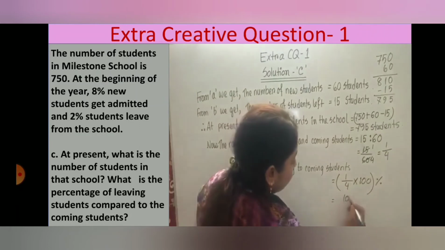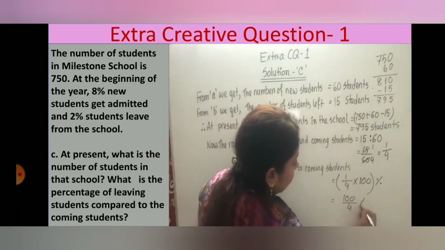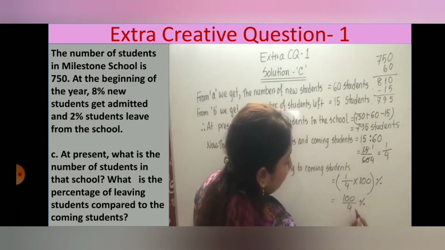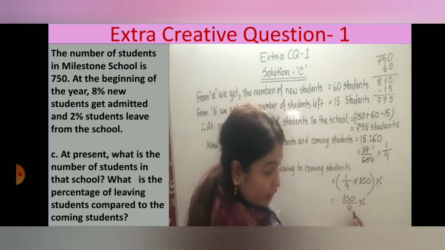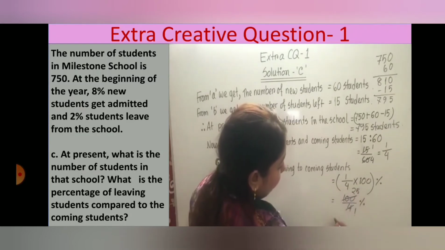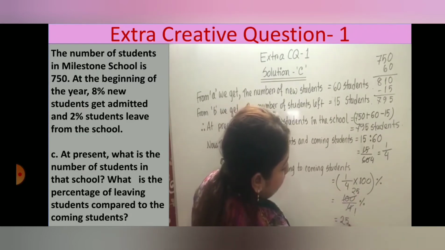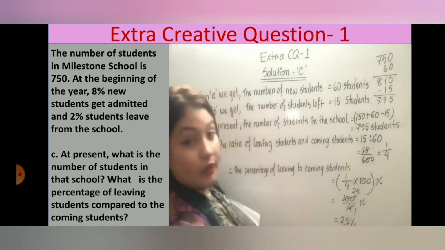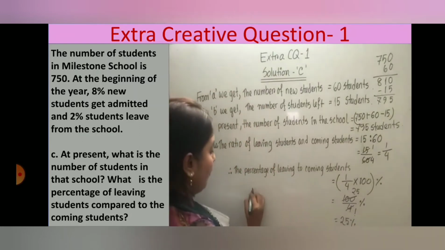So here it comes 100/4%. If we transform it into lowest form, that is 4 ones are 4, and for how many times? Yes, for 25 times is 100. So the result is 25%. So from this math we get two answers.